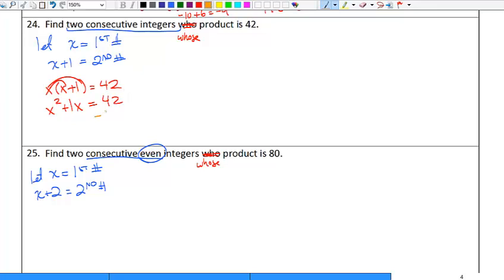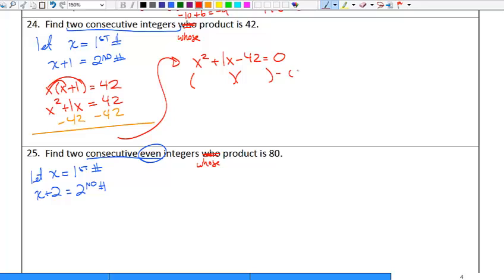So now I have to solve it by distributing and setting one side equal to 0, which gets me x squared plus 1x minus 42 equals 0. This is an easy trinomial, which is nice. I have an x and an x. I'm looking for two numbers that multiply to 42 yet add to 1. The answer there is 6 and 7. Because the 1 is positive, the bigger term has to be positive, that's 7, and that means 6 has to be negative.